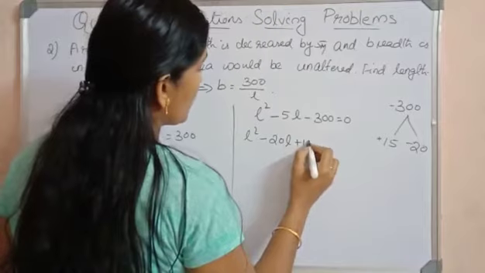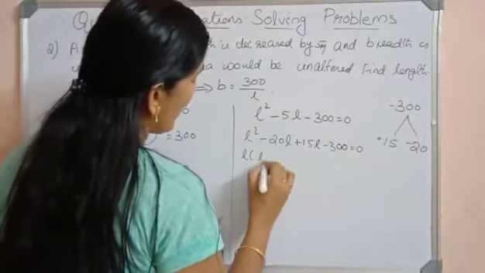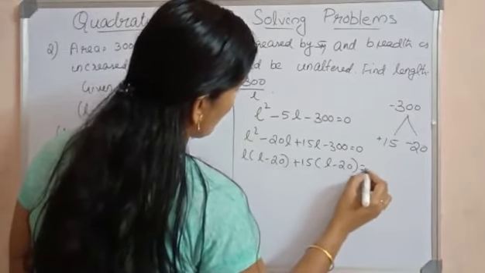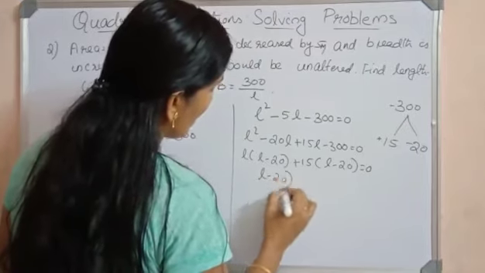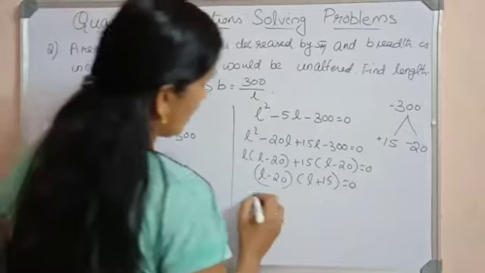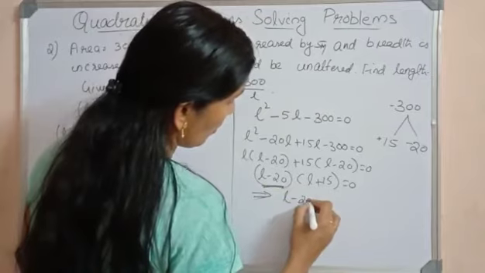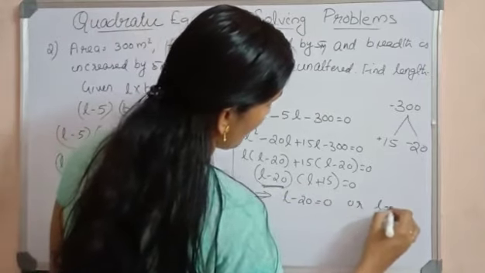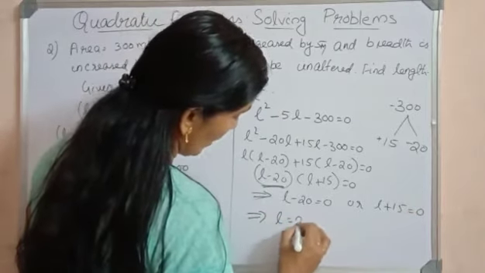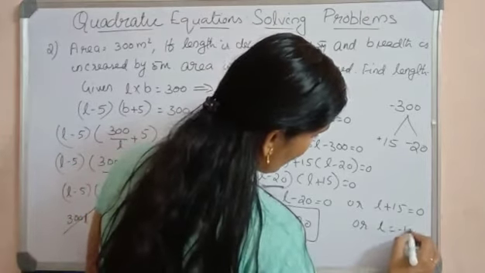20L plus 15L minus 300 is equal to 0, or L into (L minus 20) plus 15 into (L minus 20) is equal to 0, or (L minus 20) into (L plus 15) is equal to 0. Then again by the zero product rule, L minus 20 is 0 or L plus 15 is equal to 0. This implies L is equal to 20 or L is equal to minus 15.